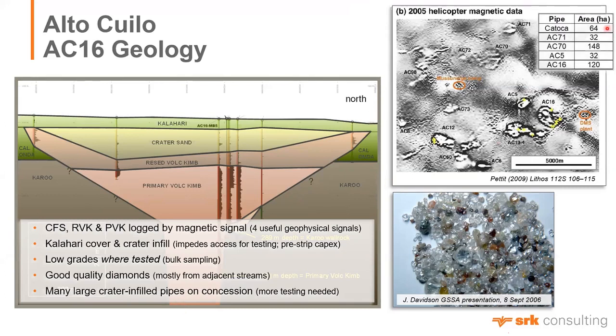Catoca is 64 hectares in size. Here are a couple of others at Alto Cuilo, including AC16, which are much larger. And you can see them on this magnetic image, which is published by Wayne Pettit, 2009 in Lithos. There's AC71. There's AC70, a 150 hectare kimberlite. AC98 is huge. There's AC16, and so on. We'll see more of this type of thing a little later in the talk.